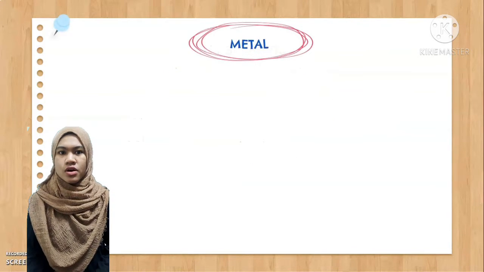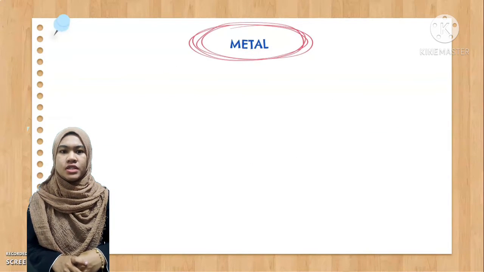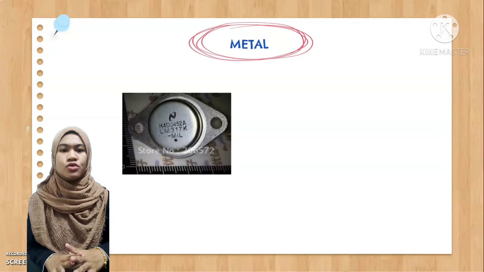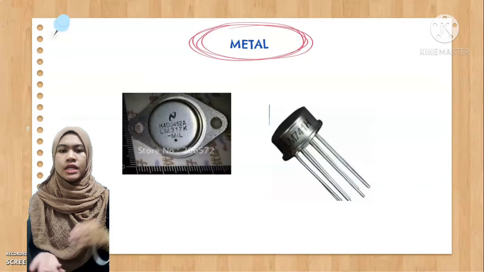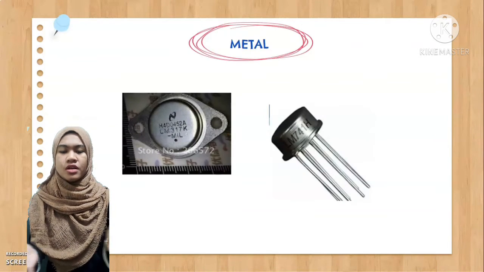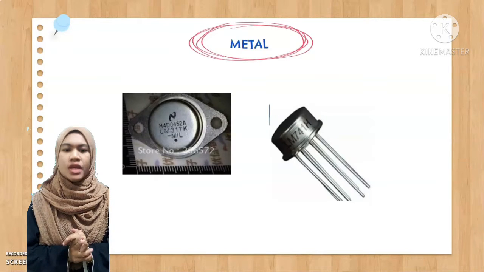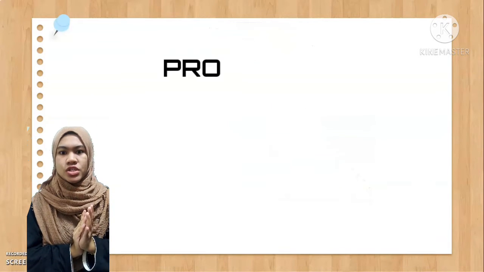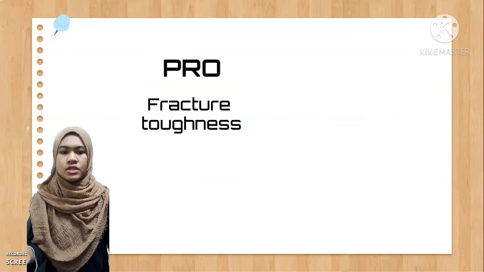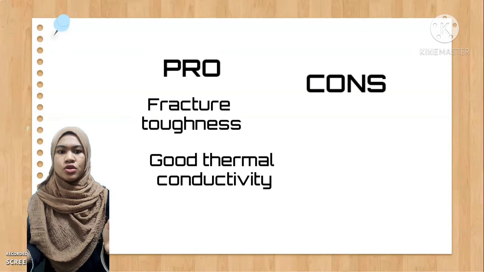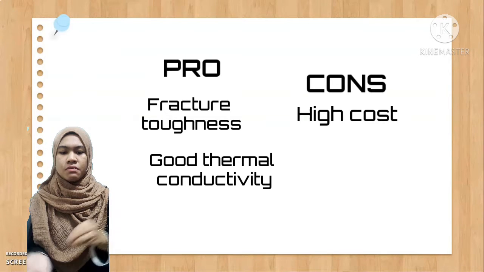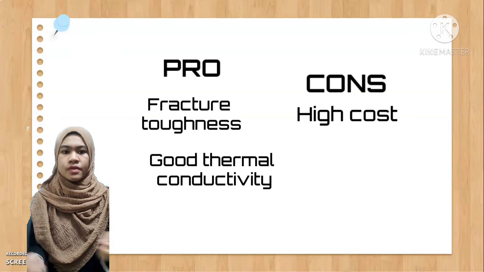Metal packaging was common in the early semiconductor history. It's still used today for discrete device applications and small-scale integrated circuits with low lead count, and in applications that require electromagnetic shielding. This type of packaging has good fracture toughness and good thermal conductivity, but it has the disadvantage of high manufacturing cost.